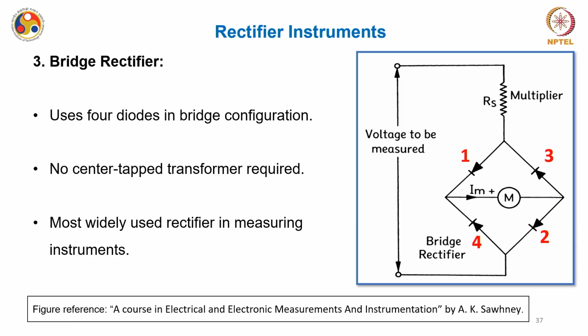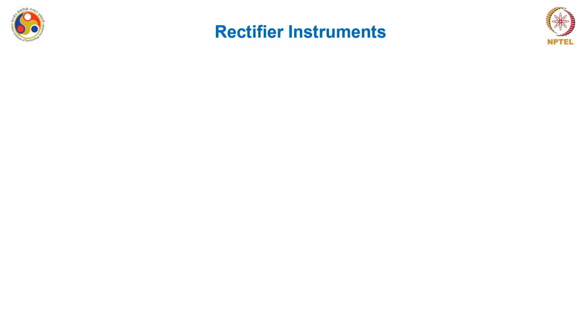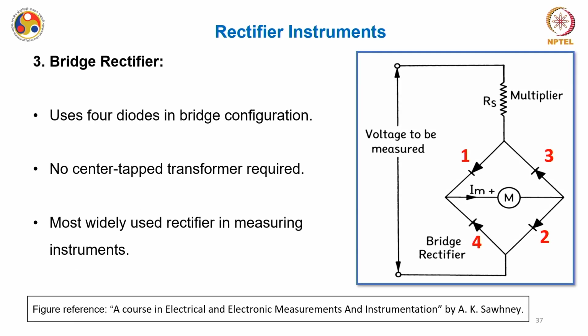Okay. So this bridge rectifier, in place of two diodes, utilizes 4 diodes in a bridge configuration, and by using just 2 more diodes it avoids using any centrally tapped transformer, meaning the bulky part is now removed. So that's why this is the most widely used rectifier in measuring instruments. During the positive half cycle 2 diodes conduct, and during the negative half cycle the other 2 diodes conduct. Okay. So if you see this configuration, this is the voltage to be measured between these 2 terminals.